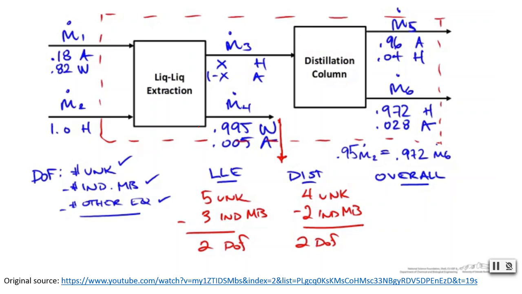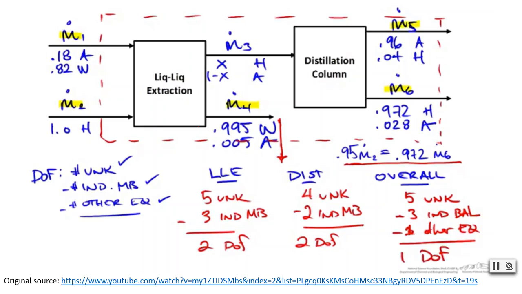So let's see what variables we have. We have M1 going into the extraction column, we have M2, we have M4 leaving the extraction column. We're not worried about M3 because that's internal to the system. We are concerned with M5 and M6. So it looks like we have 5 unknowns. For the overall system, we have 3 species in acetic acid, water, and hexanol, so we have 3 independent balances we can write. We also have another piece of information that relates the unknowns in another equation different from a mass balance. We were given some information about how much of the hexanol going in ends up in the bottom stream. So we have one other equation that we can use. So we're left with 1 degree of freedom.